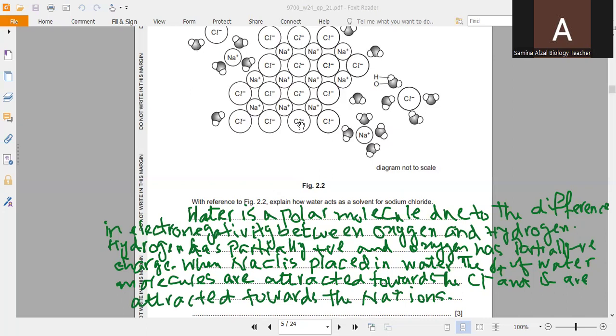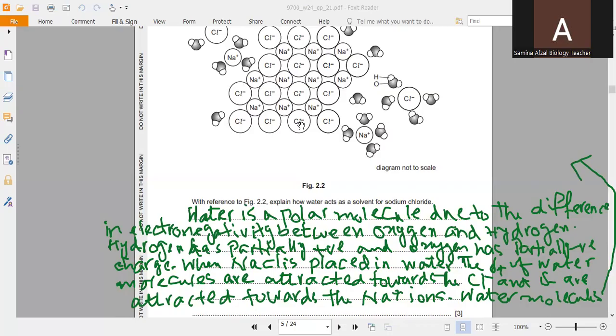The water molecules. Space is less as I'm writing in bold font, so I'm writing above, but you have to write within this given space. It is a little bit difficult for me because of my handwriting as I am writing on the screen.